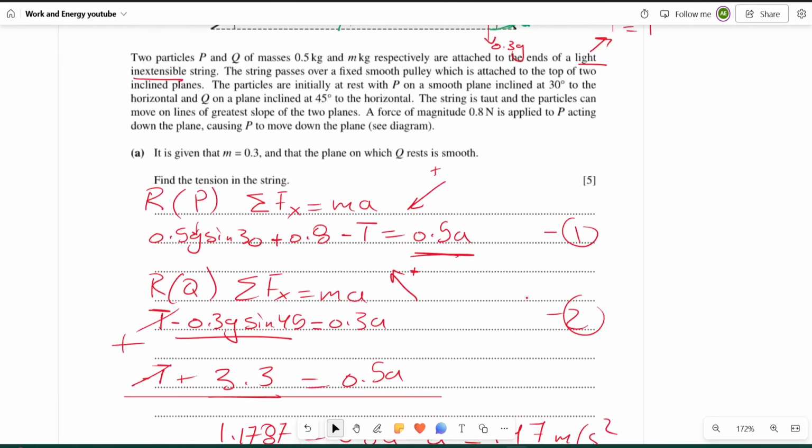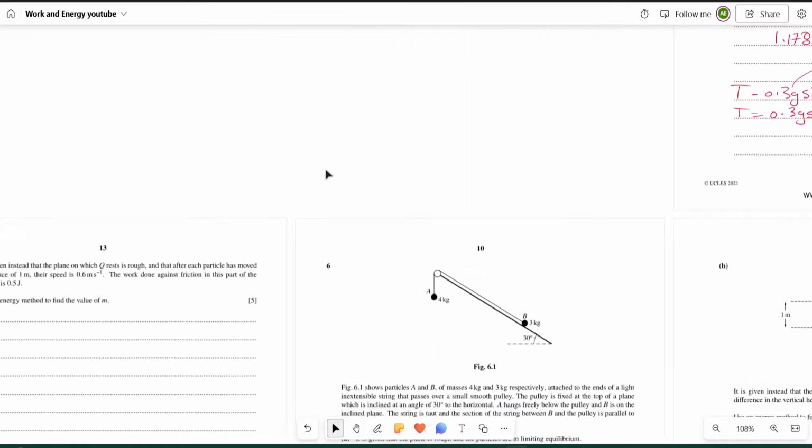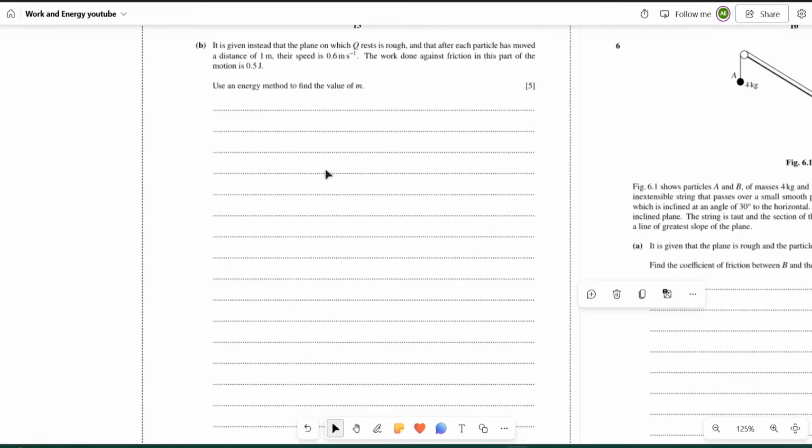This question comes a lot in exams, maybe twice in the same exam as well. So what we are going to do is we're going to continue for part B. Let's see how we can solve part B.